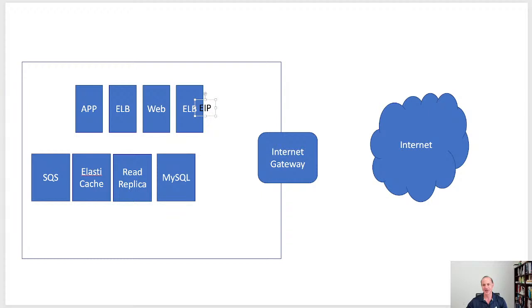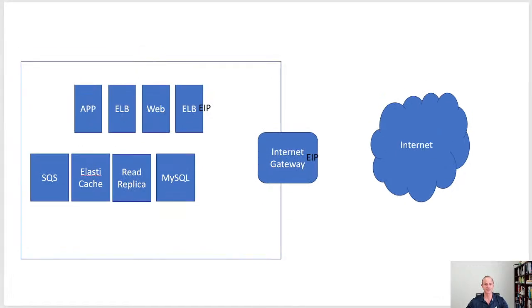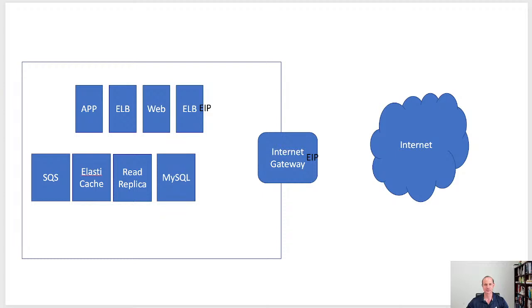We need a public address on the internet gateway on the external side. So here we go. This is what it's going to look like. We're going to have a public IP address on our internet gateway, and we're going to need a default route. Where does the default route point? Where's the default route point?